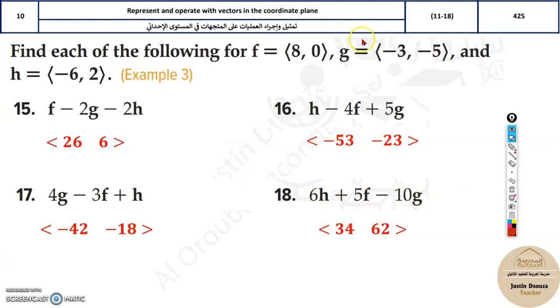So if they ask you 10g, it'll be 10 times g, it'll be negative 30, negative 50, and then the remaining ones. So please make sure you can use your calculator as well, but just make sure you write it properly first. H over here, so don't get confused. Take the proper vector, 6h, so multiply 6 over here, plus 5f, multiply 5 over here, and lastly minus 10. So don't forget the signs as well. So then just solve it all and check your answers with the solved answers.